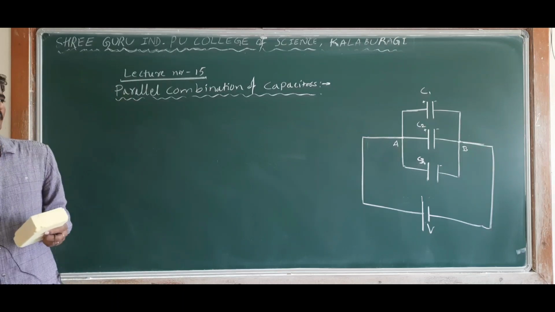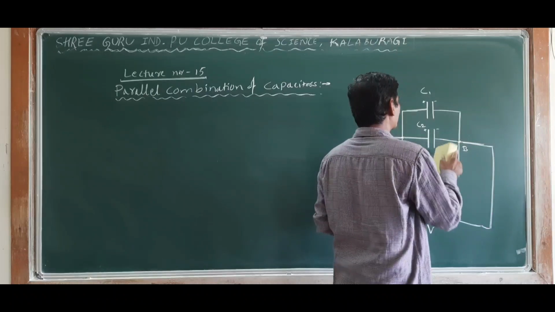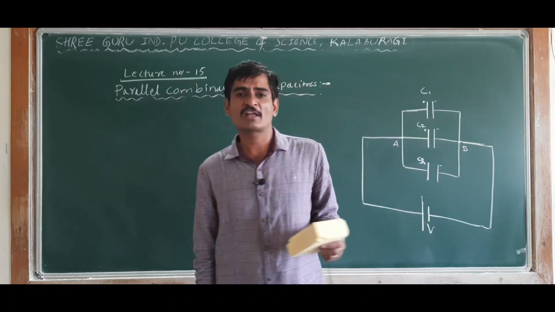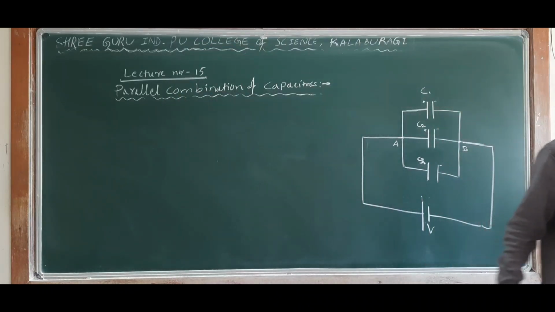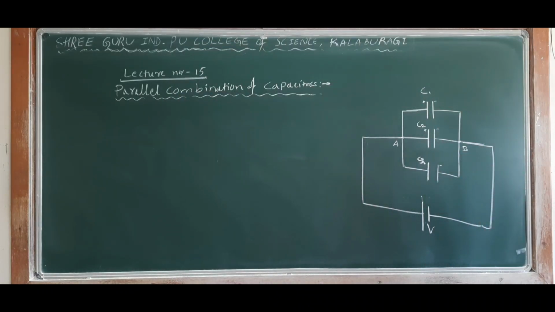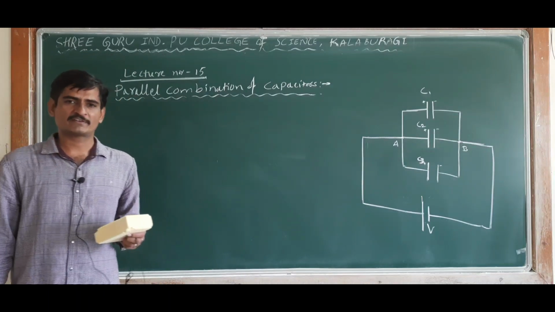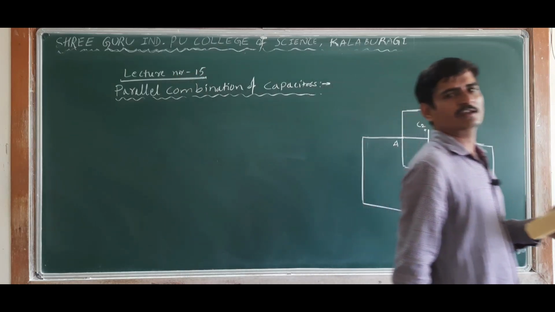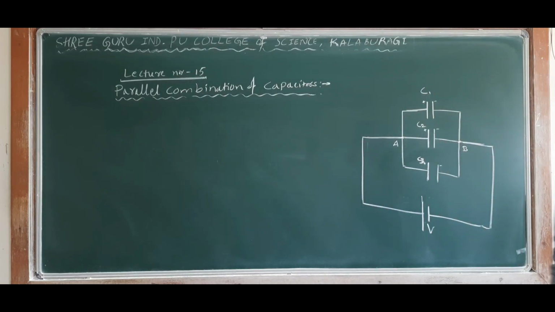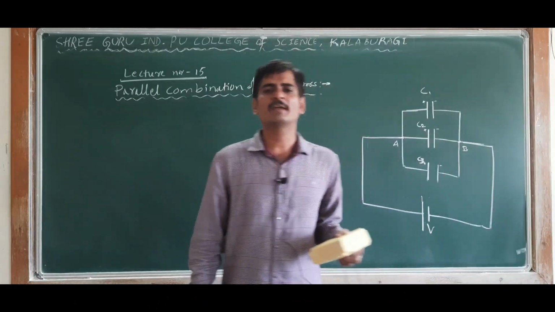In a parallel combination, the potential difference across each capacitor will remain same or will remain constant, and the charge on each capacitor will be different. In the parallel combination of capacitors, the potential difference across each capacitor will remain constant, whereas charge on each capacitor will be different.